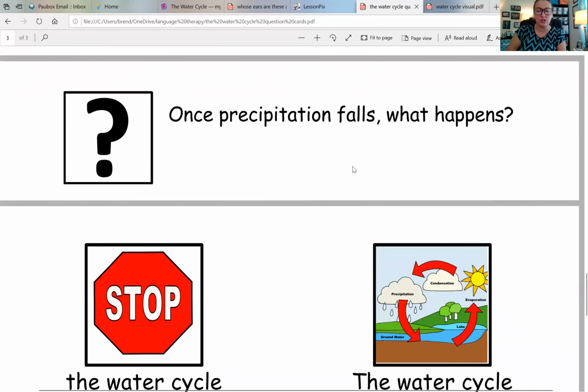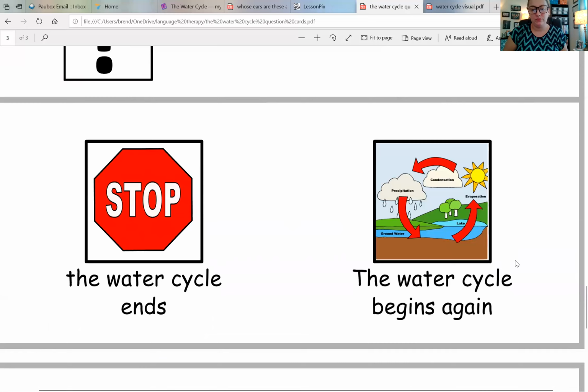Okay, last question, number 5. Once precipitation falls, what happens? The water cycle begins again, right? Because we talked about this whole recycling process. It doesn't just stop. It uses that water that fell from the precipitation and it starts over again. So once the sun comes out and it's nice and hot, that water will come up for evaporation.